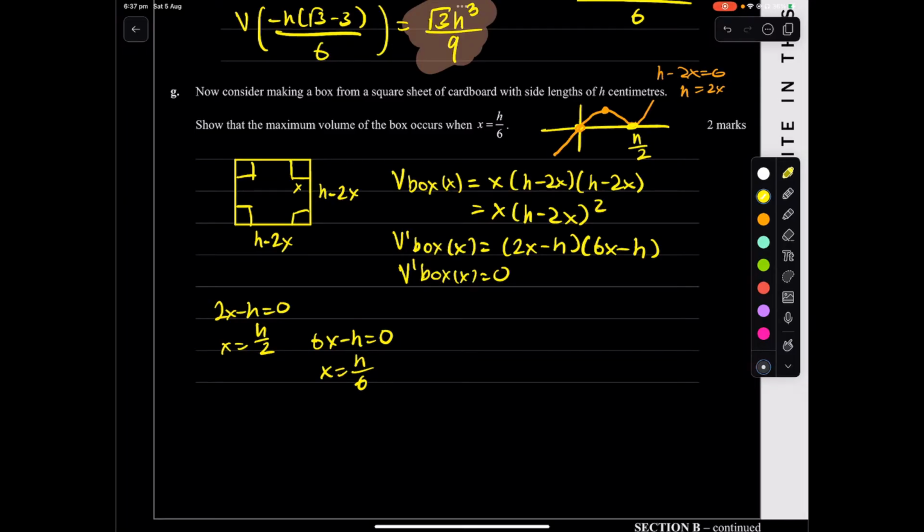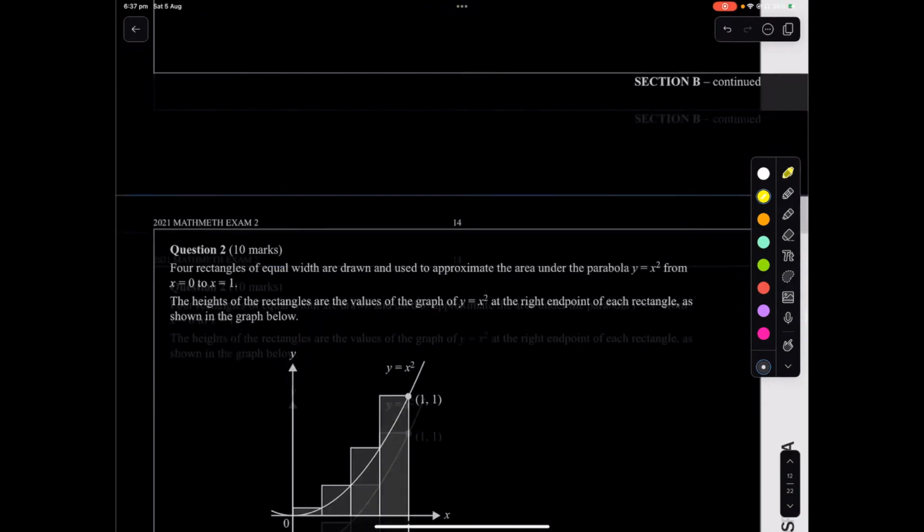So we can say that the maximum occurs for x an element from 0 to h over 2. So x must equal h over 6. Done. So we've shown that.